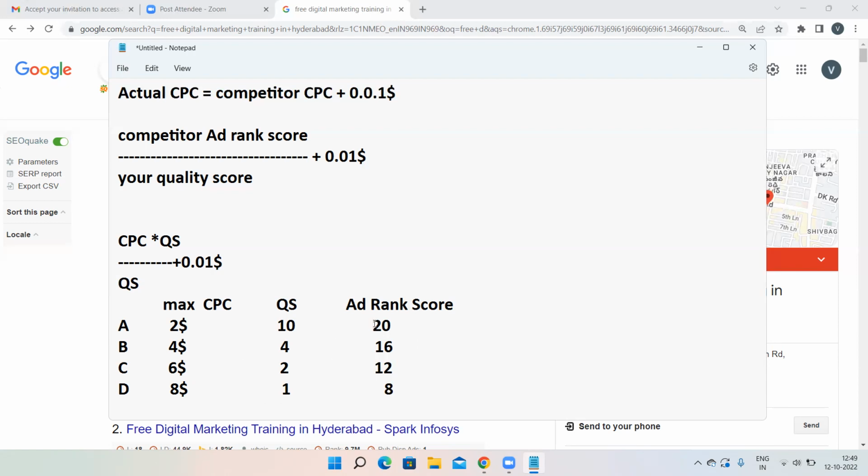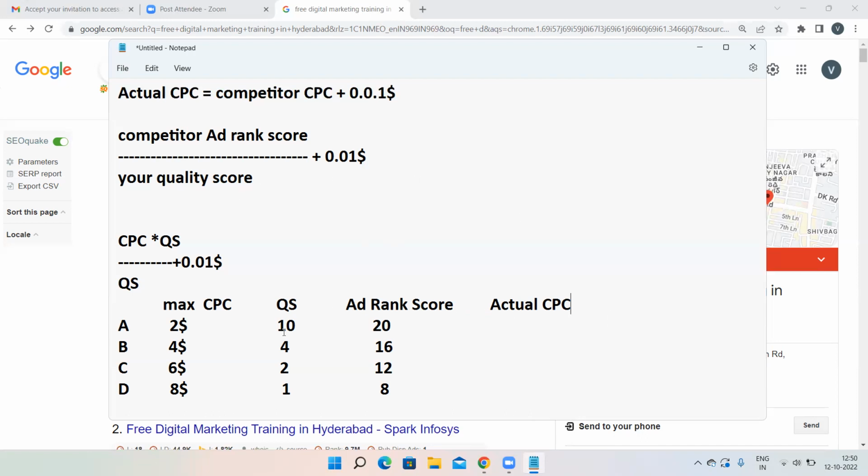20, 16, 12, and 8. Now let us calculate the actual CPC. Keep this formula over here, guys, and bring the next one down. That will help you in a better way. Competitor's ad rank score divided by your quality score, plus $0.01.